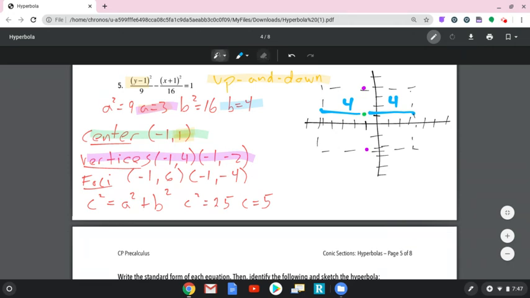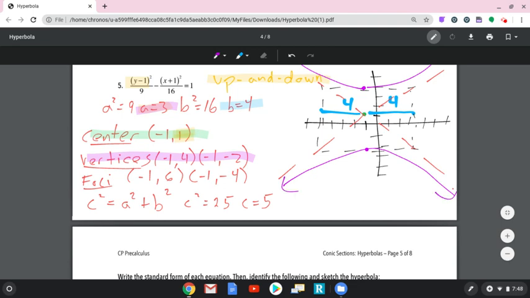Now that box helps me identify my asymptotes. Your asymptotes will go through the center and the opposite corners of your box. So if I draw my asymptotes, they go through the center and opposite corners of the box. We have 2 asymptotes. We're going to call them slant asymptotes of our hyperbola. They're slanted because they are not vertical or horizontal. Now it's an up and down hyperbola, so if I graph this, it's going to go from the vertex up and the vertex down.